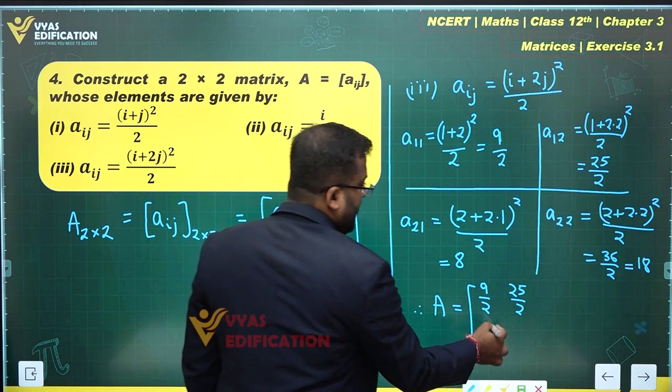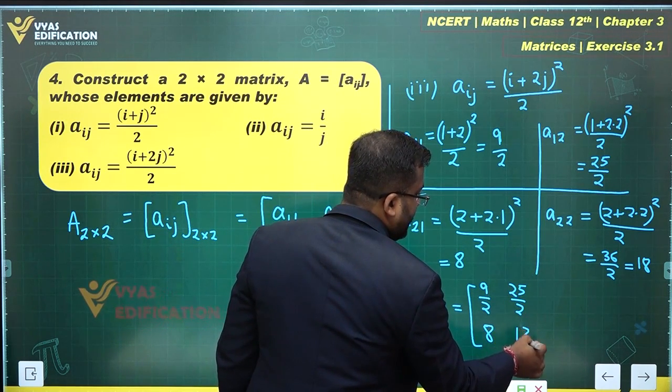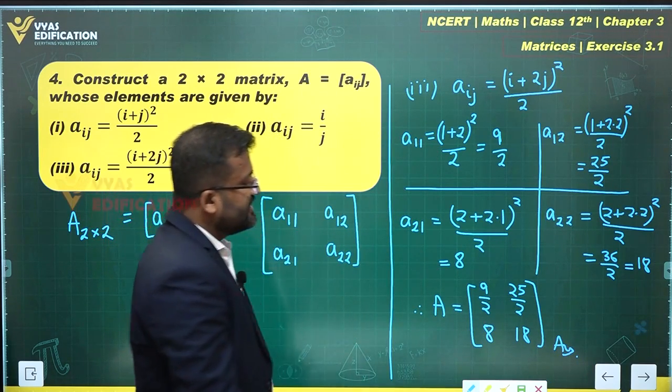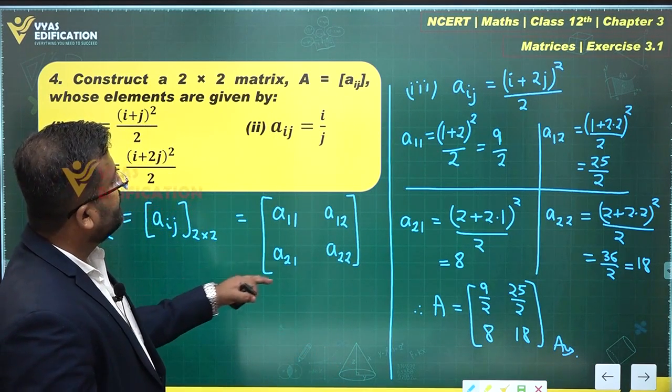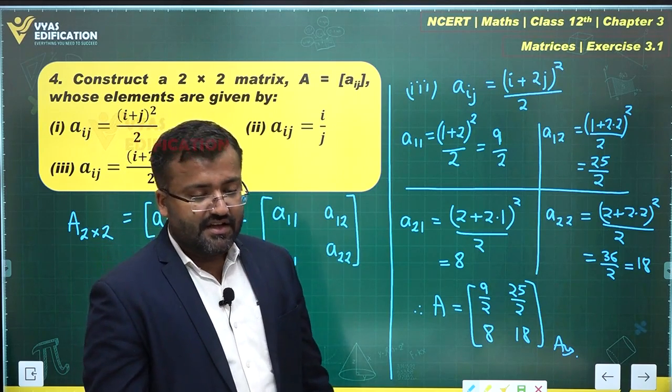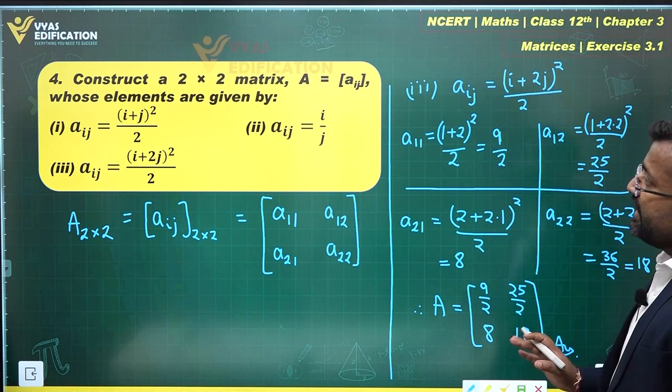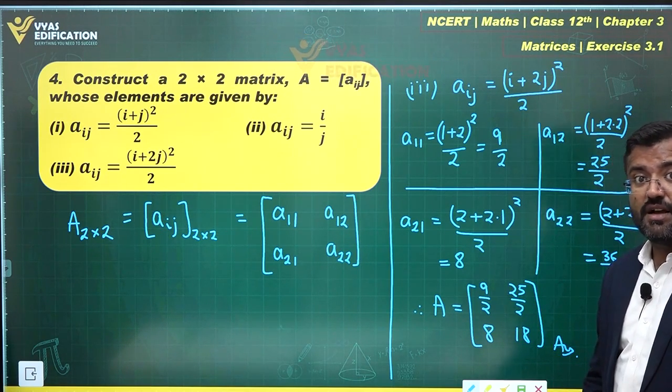A21, which is 8. A22, which is 18. Those are the elements that I have. That's the complete matrix that I obtained over here. This is part 3 for me, right? And yes, that's the complete solution of this question. Let me get aside and you can take a look at this complete.